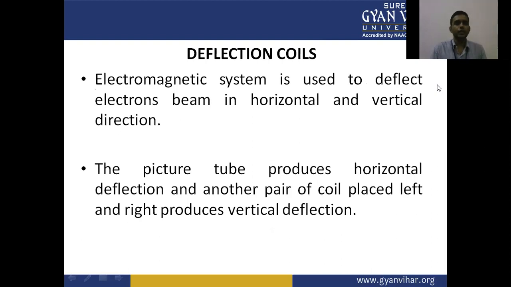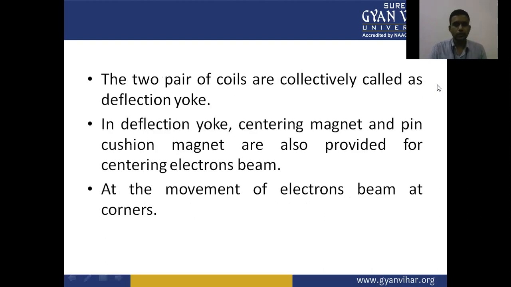Deflection coils. An electromagnetic system is used to deflect the electron beam in the horizontal and vertical directions. So the deflection coils are available here to deflect the electron beam in the horizontal and vertical directions. One pair of coils placed on the top and bottom of the picture tube produces the horizontal deflection, and another pair of coils placed left and right produces the vertical deflection. The two pairs of coils are collectively called the deflection yoke.